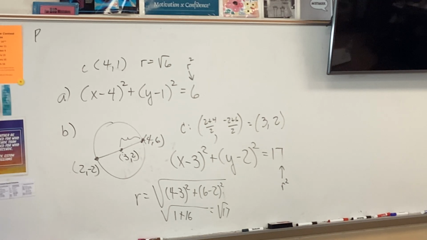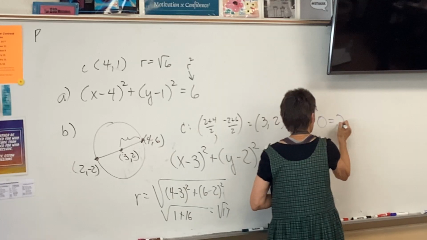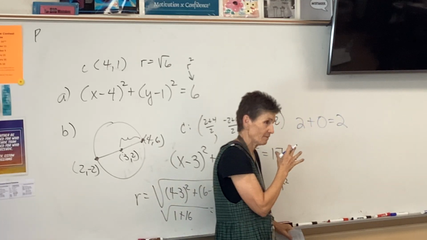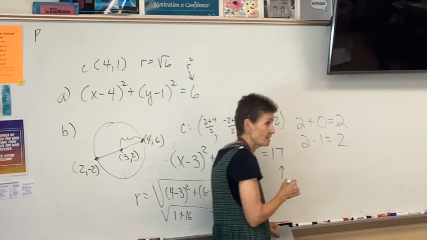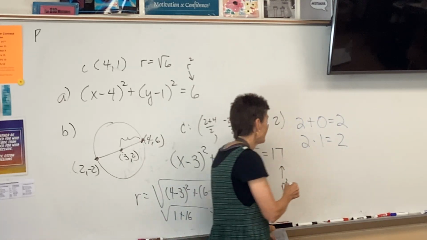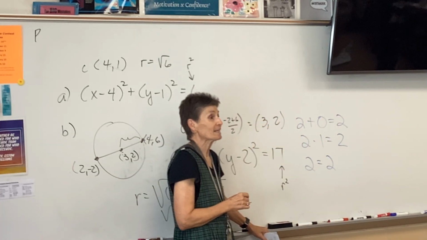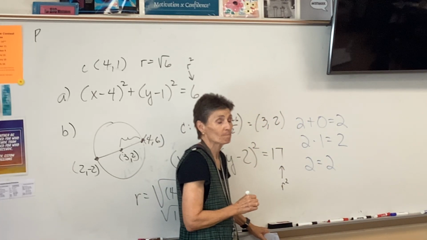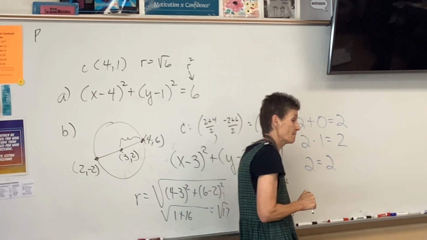How about C? Identity? That's not an identity. I get what you're saying, but for the identities, remember, 2 plus 0 equals 2, that's the additive identity. 2 times 1 equals 2, that's the multiplicative identity. 2 equals 2 is the reflexive property. The reflexive property.